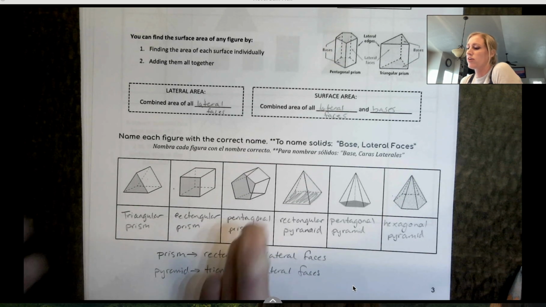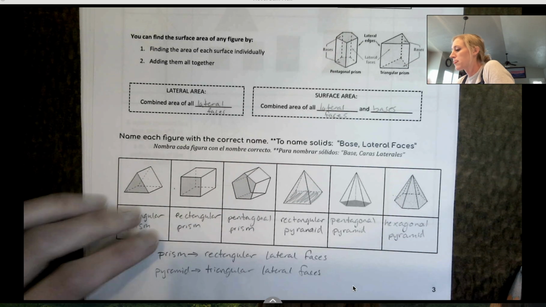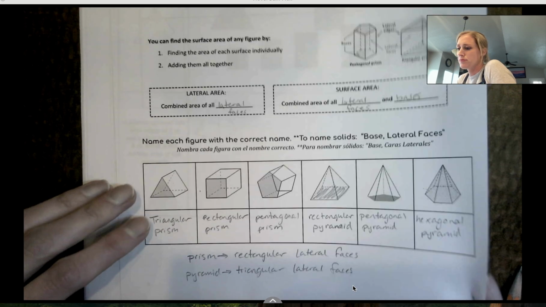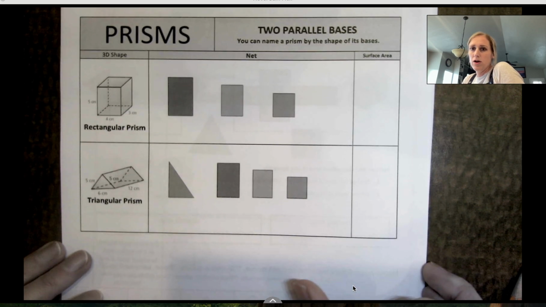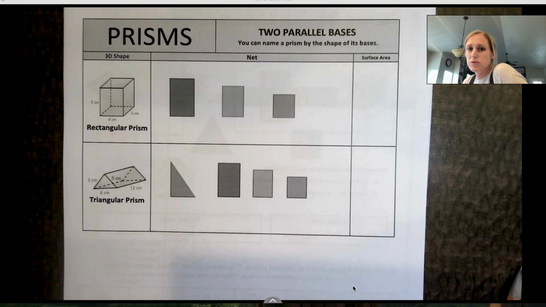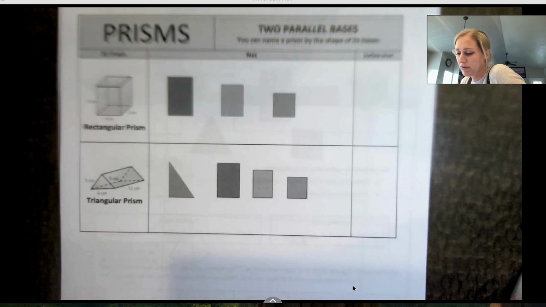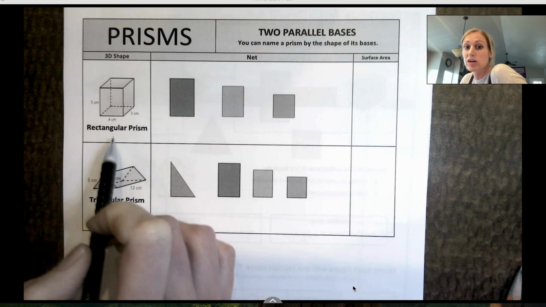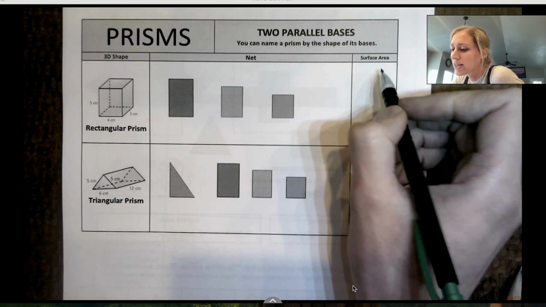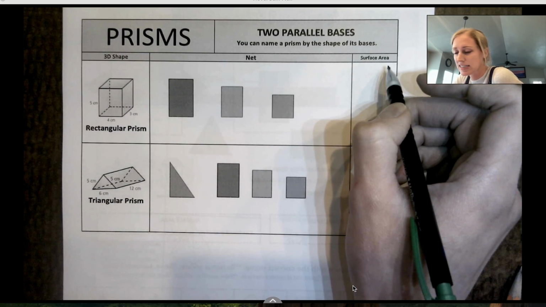The two we're going to focus on today are types of prisms and types of pyramids. So we are going to start with prisms. Prisms, we can name the shape again by its bases. It's always going to have two parallel bases. So this is a rectangular prism. I'm going to go ahead and calculate the surface area of this. Surface area is all the different faces added together.